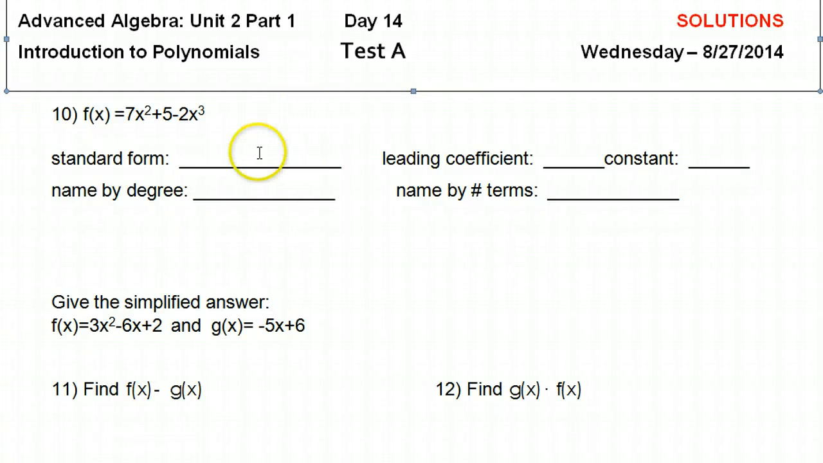Alright, this video is part 4 in our series reviewing polynomials. In this video we will focus on using the terminology of polynomials: standard form, leading coefficient, constant, classifying that type of thing. And also we will add, subtract, and multiply polynomial functions.